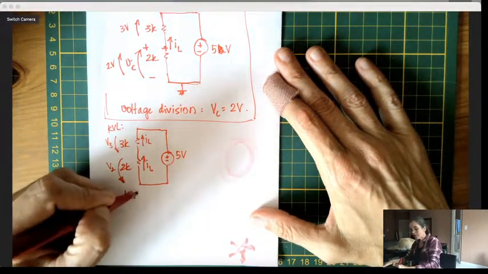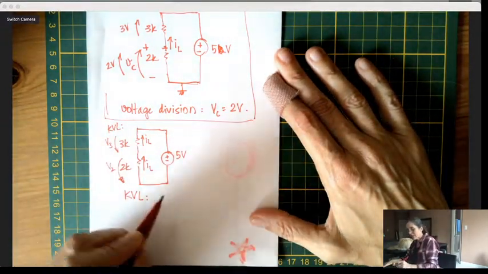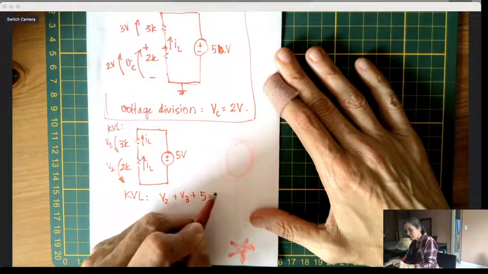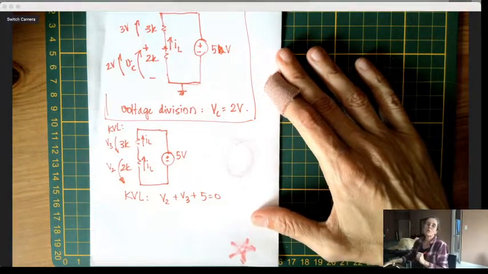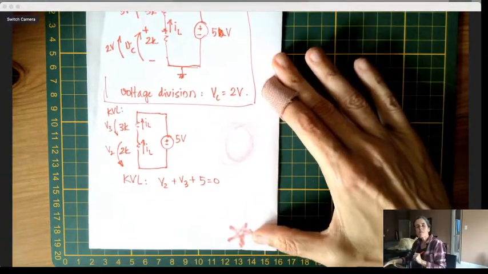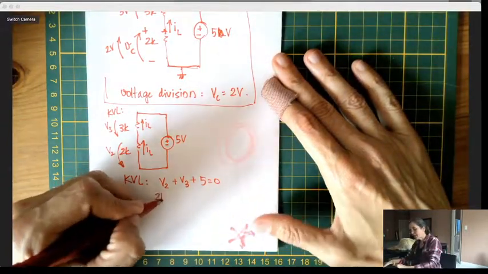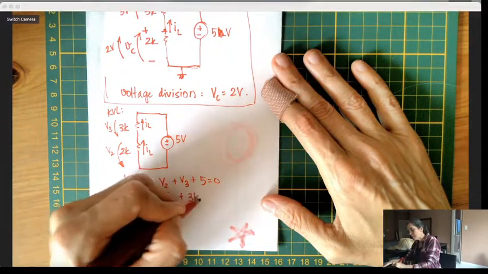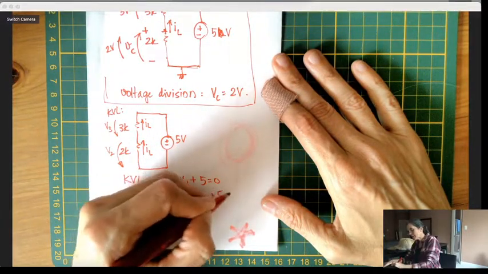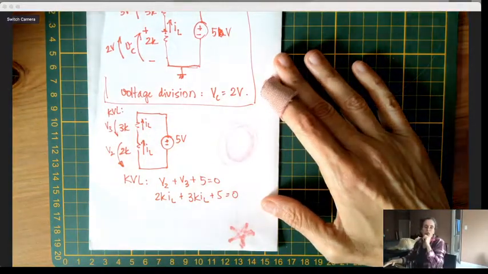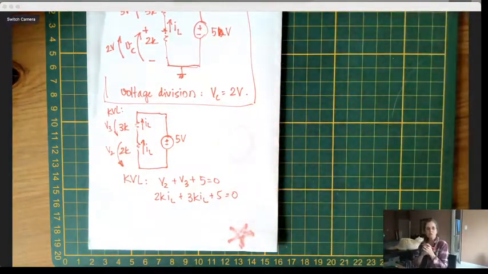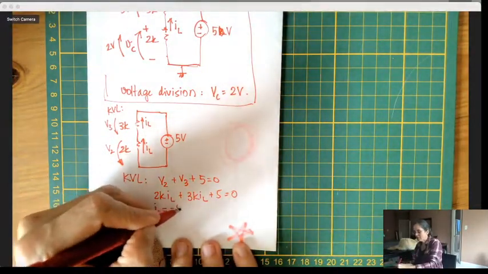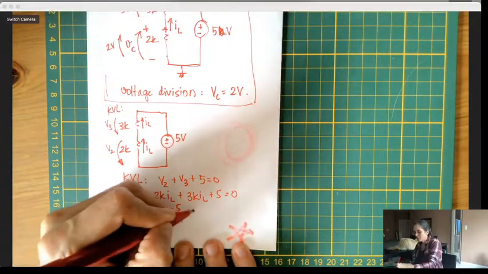And now I'm going to do KVL on this. So what happens is I write V2 plus V3 plus 5 equals 0. But now I want to write Ohm's law for V2. V2's Ohm's law is going to be 2K times IL. And for V3 it's 3K times IL, plus 5 equals 0. So you see here the only way that this equation will work is if IL is negative. So minus 5 divided by 5K is going to be minus 1 milliamp.